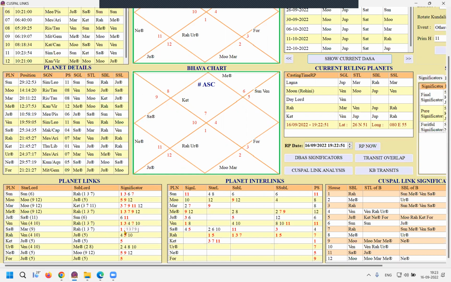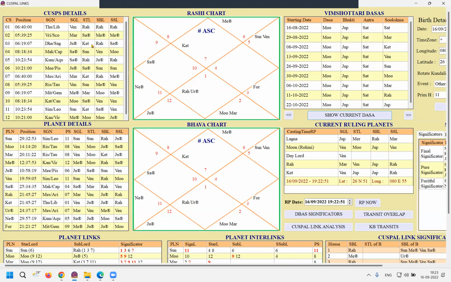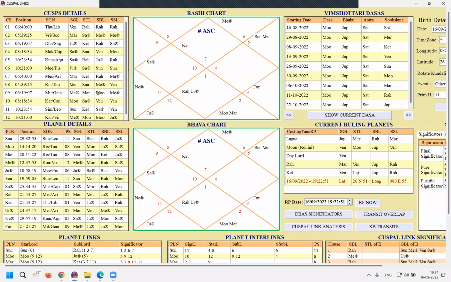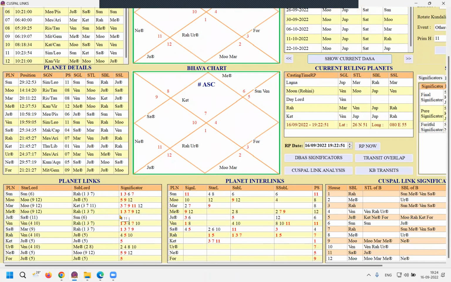Those who have not understood the basics of the Cuspal Interlink, I would rather suggest going through the theory of the Cuspal Interlink, which I have already shared in my videos. So Saturn as such is signifying fully the positive houses 1, 3, 7, and 9. You can see here that Rahu is the sublord of 1, 3, and 7, and Mars is the sublord of the 9th house, star of the 9th house. So that's how we do.